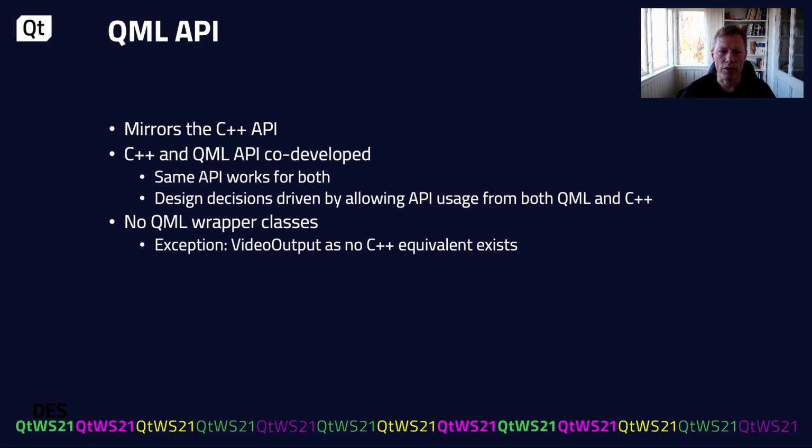I'd like to add a note around the QML API that we've developed for Qt 6.2. The API exactly mirrors the C++ API. They're actually co-developed and use the same code base, which means the same API works for both QML and C++, and they're also tested together. The design decisions that we made when developing the C++ API were actually driven also by the fact that we wanted to use that one for QML as well. So there are no QML wrapper classes for any of the API, with the exception of the video output element, as no C++ equivalent exists in this case.